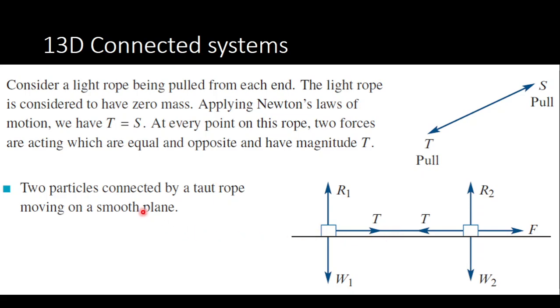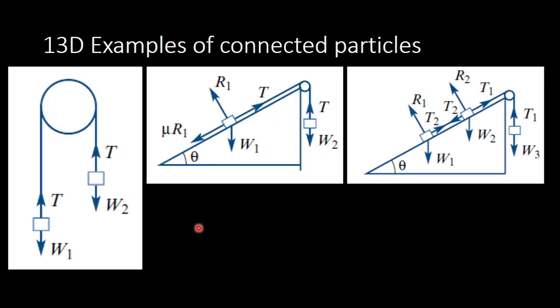They're moving on a smooth plane. Smooth plane implies no friction. We're still going to look later on at friction cases anyway. All right, so those are examples using connected particles.